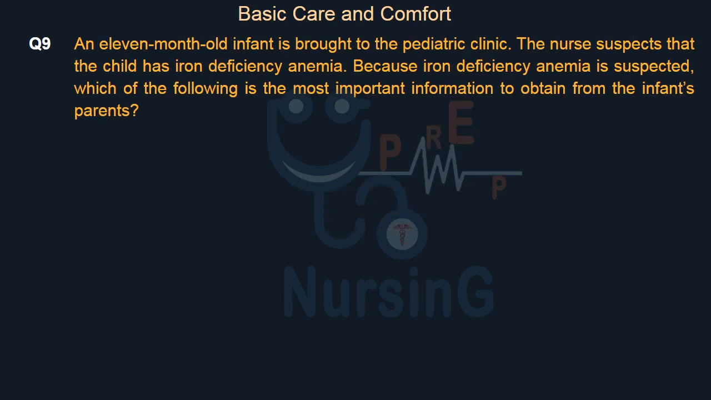An 11-month-old infant is brought to the pediatric clinic. The nurse suspects that the child has iron deficiency anemia. Because iron deficiency anemia is suspected, which of the following is the most important information to obtain from the infant's parents? Option A. Normal dietary intake.